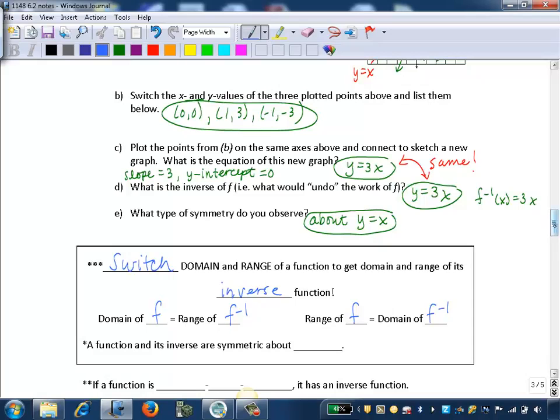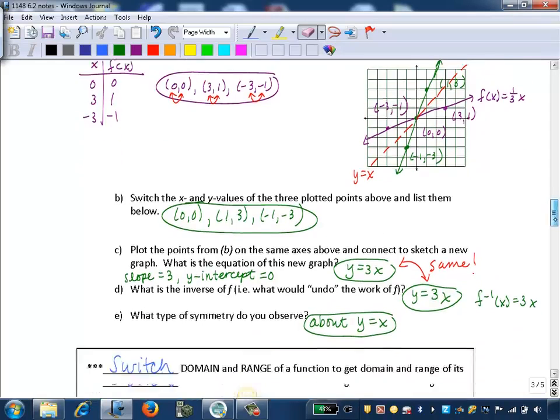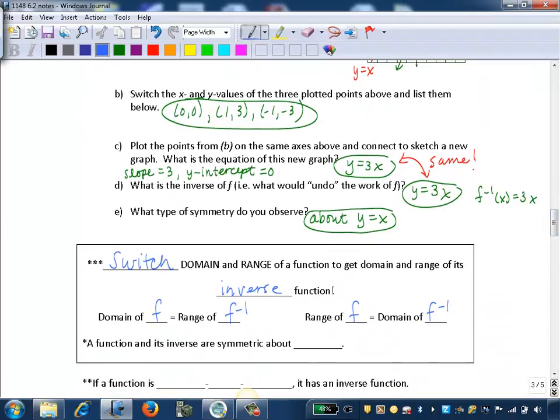We also saw in example 4 that if we graph a function and its inverse, we will observe symmetry about the line y equals x. So a function and its inverse are symmetric about the line y equals x.